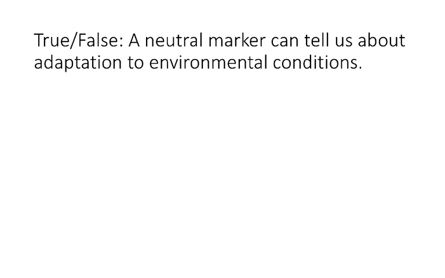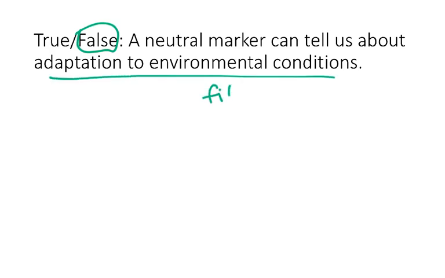If you think the answer is false, you are correct. And that's because, as we said before, neutral markers don't affect fitness. So if they don't affect fitness, they can't affect how an organism adapts to its environment. That's essentially another way to say how fit they are. So a neutral marker cannot tell us about adaptation. So that's important to think about if you are designing a study where you want to know about how that organism is adapting to its environment. You don't want to use a neutral marker for that.